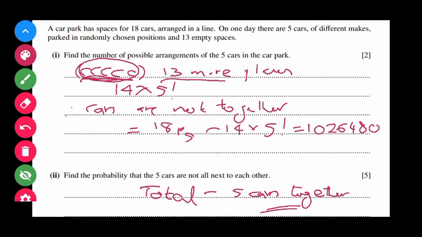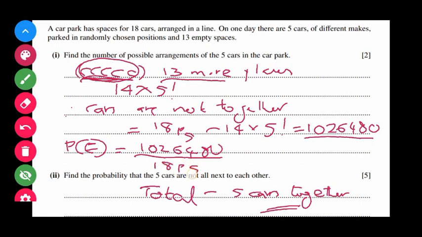Okay, now we need to find the probability of this event, which is 1026480. That means 5 cars are not together divided by total. Total is 18P5, which we got as 1028160. Okay, so when you do this calculation, we get the answer as 0.998 as a result.